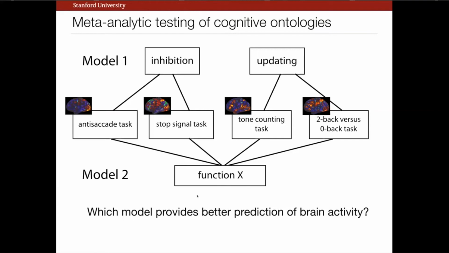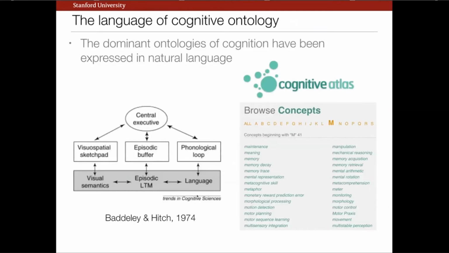So let's step back a little bit and ask about the nature of the ontologies that we're using. Ontologies in cognitive science have almost always been expressed in terms of natural language, right? So we talk about things like "working memory," "episodic buffer," and so on. And if you look at the Cognitive Atlas, it's all written in terms of the names of cognitive functions that we think we can understand.